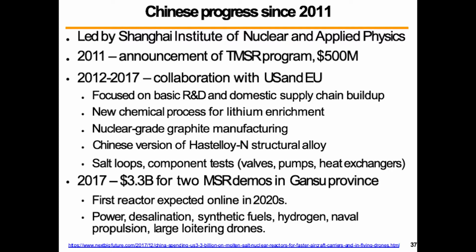And then they announced this program for 2 molten salt reactor demonstrators in Gansu province next to the town of Wuwei, which is on the border of the Gobi Desert. And they expected the first reactor online in the 2020s, with a wide range of applications, including large loitering drones. So what killed the aircraft nuclear program was that the need for shielding was just too much for an aircraft to fly. But if you don't have people, you don't need the shielding.